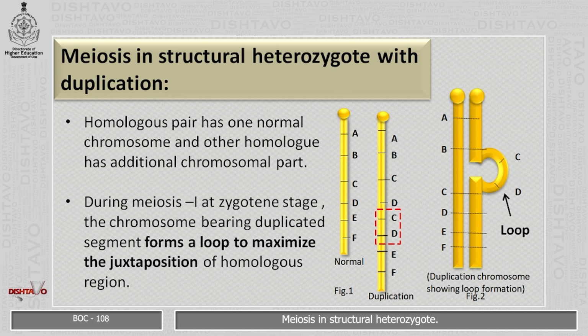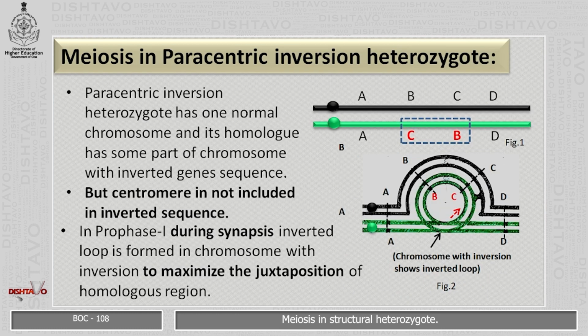Meiosis in structural heterozygote with duplication. The homologous pair has one normal chromosome and the other homologue has an additional chromosome part. You can see this in figure 1. During meiosis 1, at zygotene stage, the chromosome bearing the duplicated segment forms a loop to maximize the juxtaposition of homologous regions. This you can clearly see in figure 2.